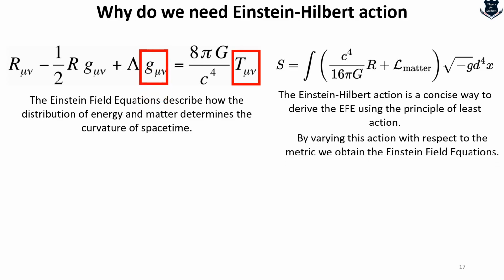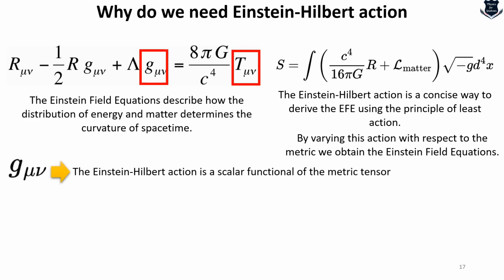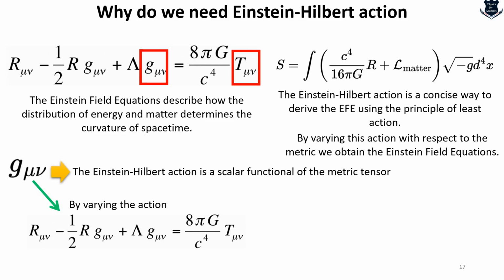Now, by varying the action with respect to the metric tensor, which I have just highlighted as G mu nu, we can obtain the Einstein field equations. On the other hand, this is basically the Einstein-Hilbert action. It is a kind of scalar function of the metric tensor, and if we just vary the action, we can get back to what is called the Einstein field equations.